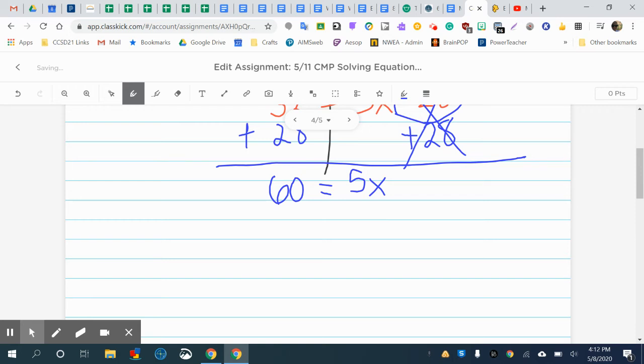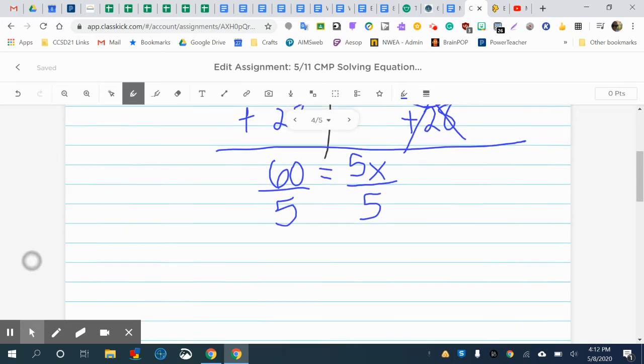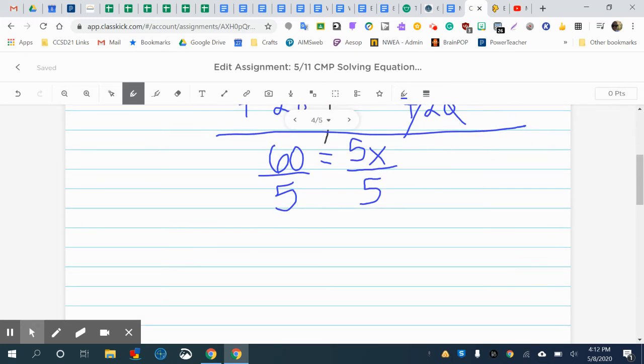Last step. This 5 is being multiplied by the x, so to get that x by itself, I need to do the opposite. I need to divide. Whatever I do to one side, I do to the other. 60 divided by 5 is 12. 5 divided by 5 is 1, so x equals 12.